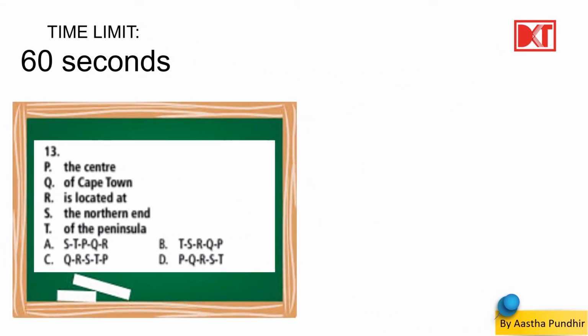Next we have the center of Cape Town is located at the northern end of the peninsula. Okay. So here actually I think this seems perfectly information itself. Like here the center of Cape Town is located at the northern end of the peninsula. I think so. Do we have an option? Yes, D. PQRST. Alright.